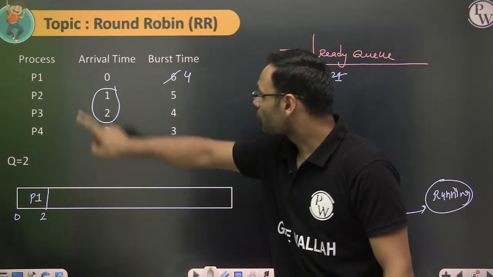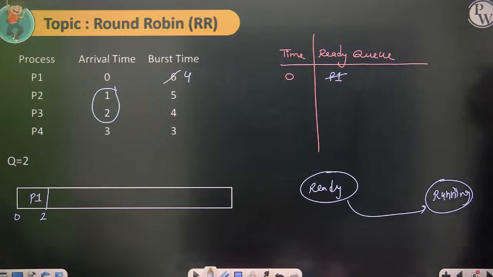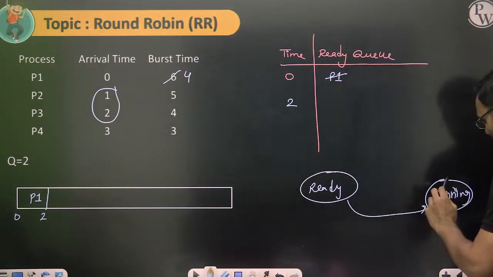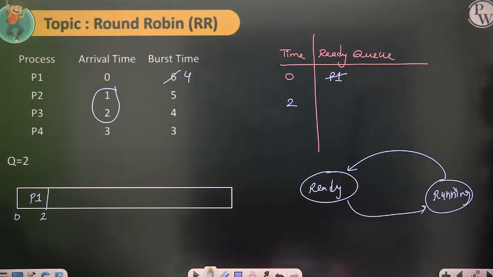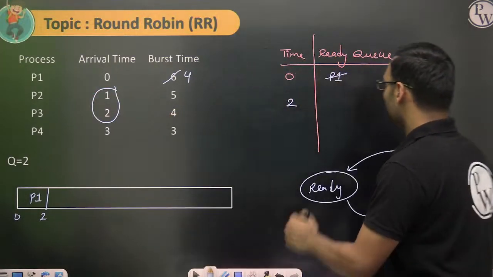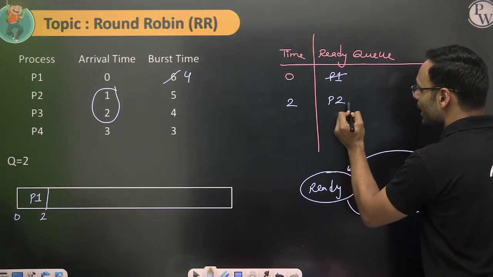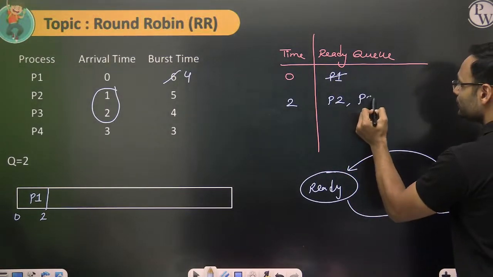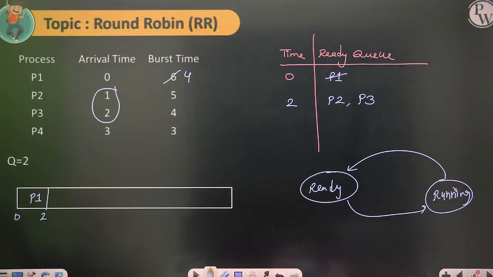From 0 to 2, P1 is running. We do have 2 processes arriving between 0 and 2. At time 1, P2 arrives. At time 2, P3 arrives. So when P1 is preempted from the running state at time 2, it will be added to the ready state. 2 processes are already there before it. P2 arrives at 1, so I have added it to the queue at 1. P3 arrives at 2, it is added at the end of the queue.